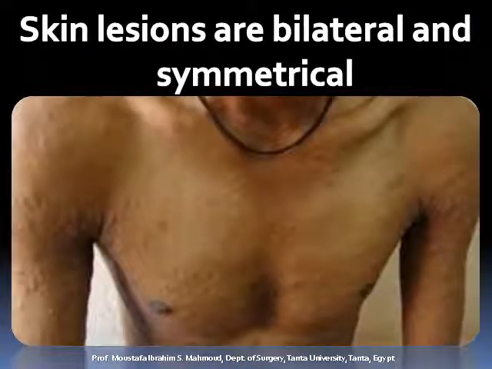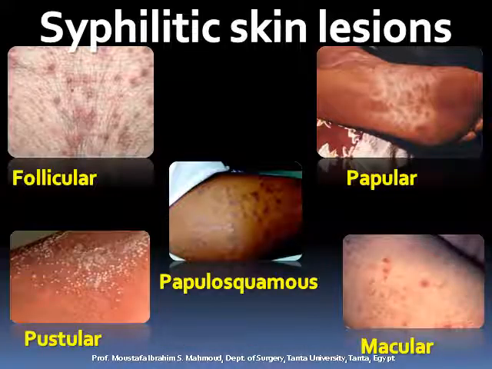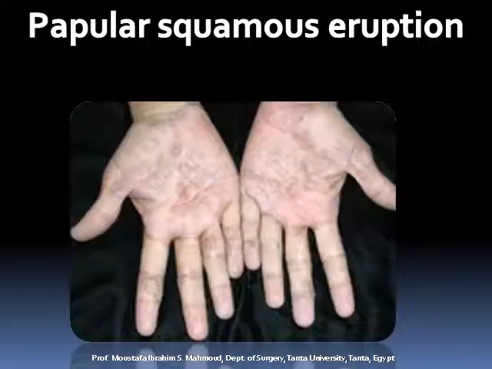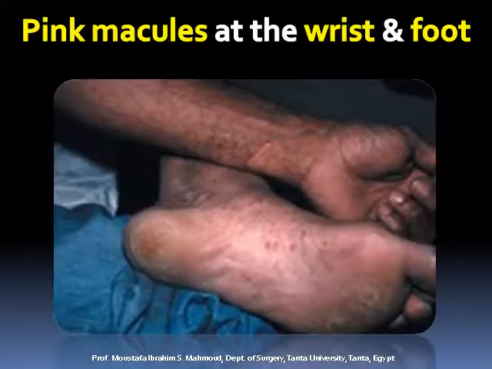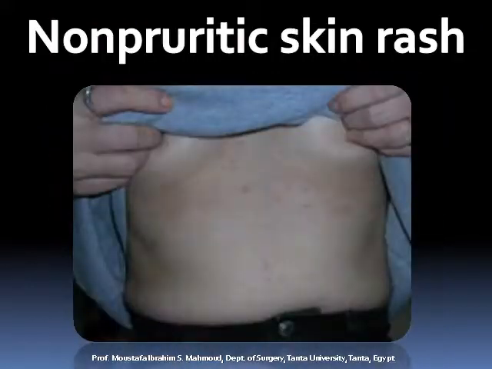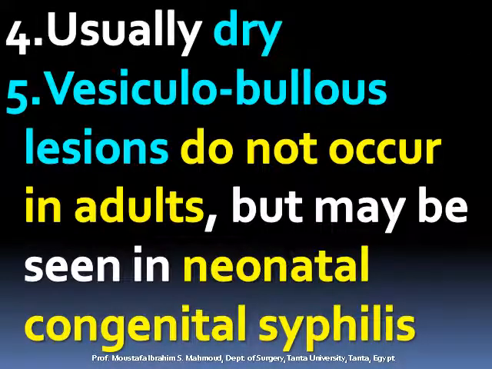Skin lesions are bilateral and symmetrical. Syphilitic skin lesions: follicular, pustular, papulosquamous, and macular. Papulosquamous eruption at the palms and feet. Pink macules at the wrist and the feet. Non-pruritic skin rash, usually dry.